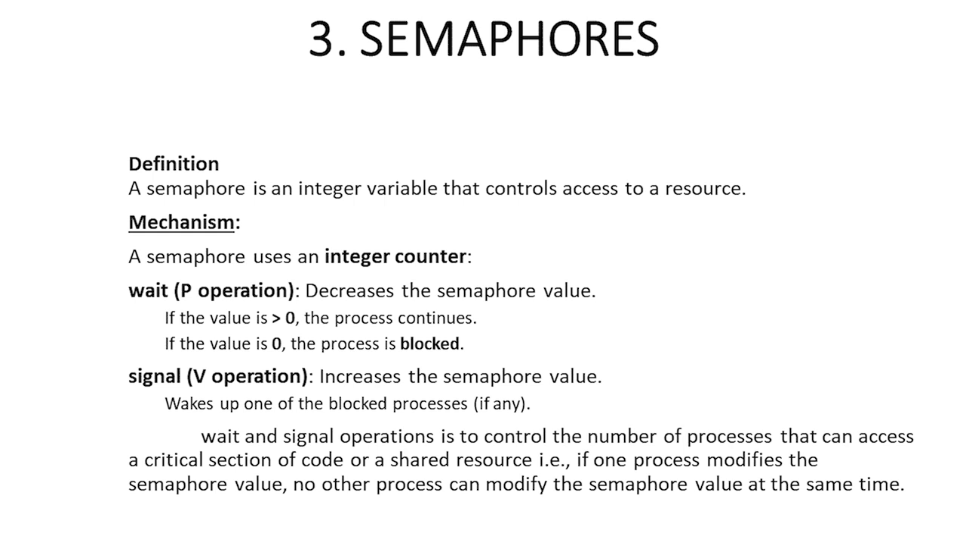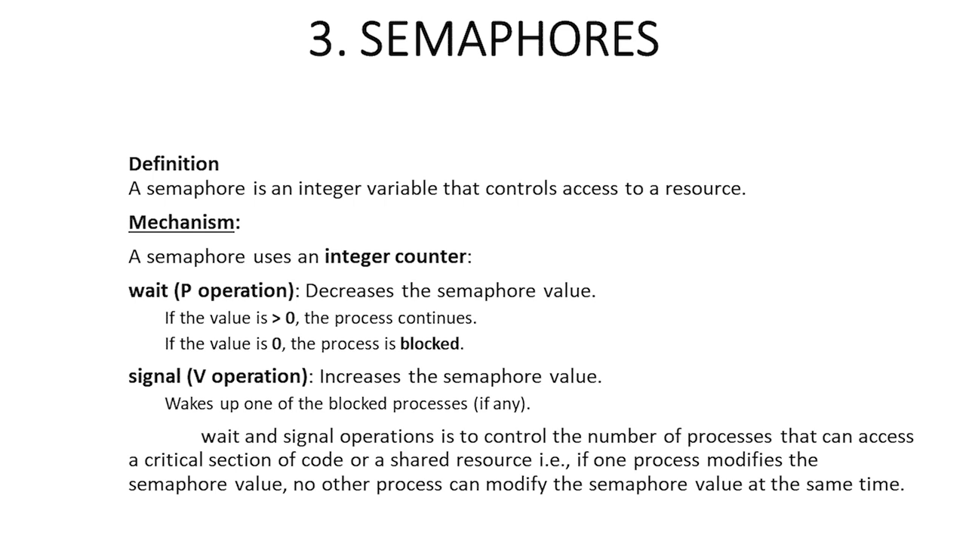So we will see the third type, which is the semaphore. A semaphore is an integer variable that controls access to resources. The mechanism of a semaphore is that it uses an integer counter. There are two operations performed: semaphore wait and signal.